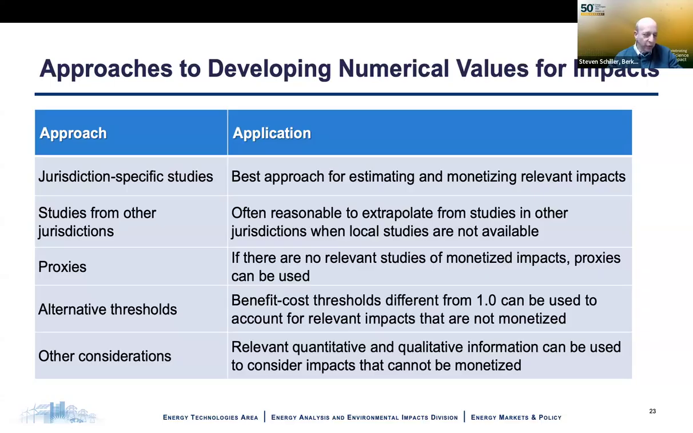Another way to deal with that unknown is to come up with alternative thresholds. There might be programs that you decide don't need to be at least a 1.0 benefit cost ratio. A number of jurisdictions say we'll use a 0.9 benefit cost ratio for low income programs because they have other objectives within their jurisdiction, within their state, that these programs are going to meet. And then lastly, you could always look at other considerations. You might want to say, here's the benefit cost ratio for this, but here's some qualitative information that might help the decision maker because of the imperfections and unknowns that might be associated with your benefit cost test.